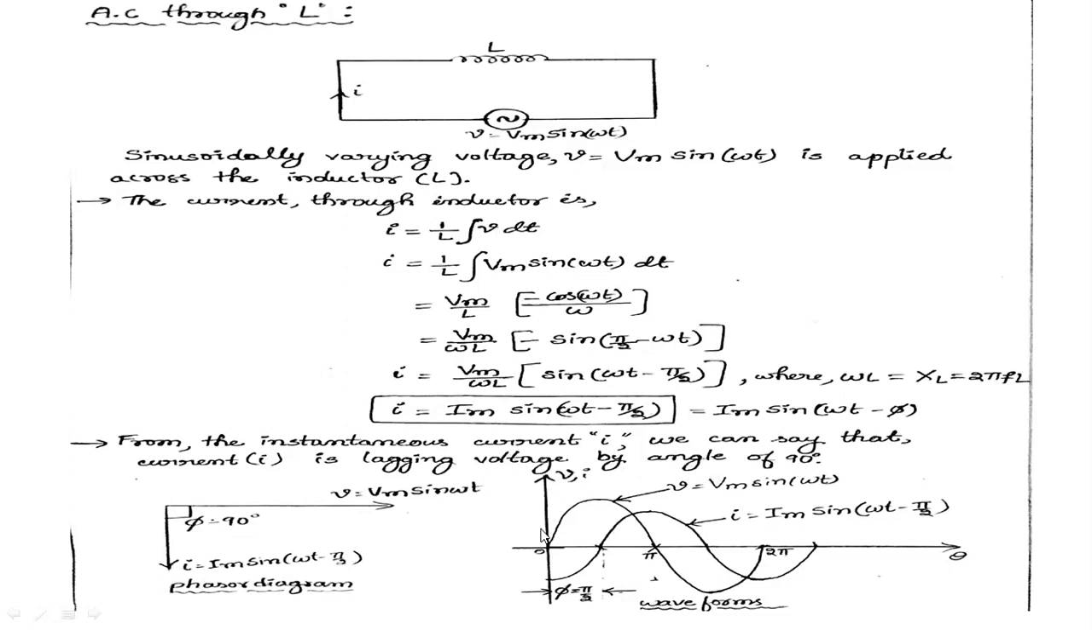The same thing I am going to draw with waveforms. This is the voltage waveform. The voltage waveform starts at 0 and is given by V equals Vm sin omega t. The current waveform starts after 90 degrees, that is after pi by 2. The phase difference between the voltage and current is pi by 2.